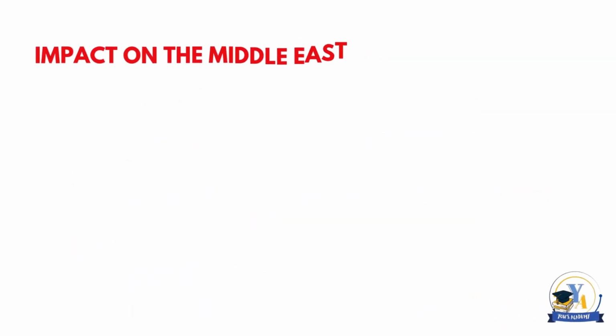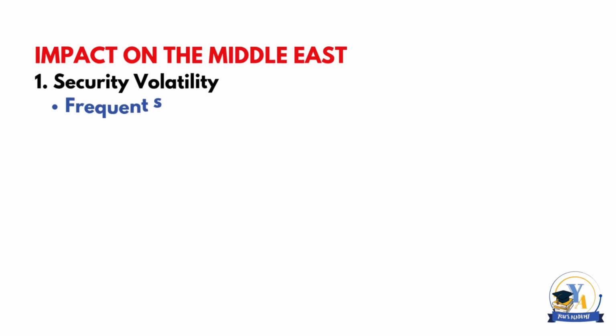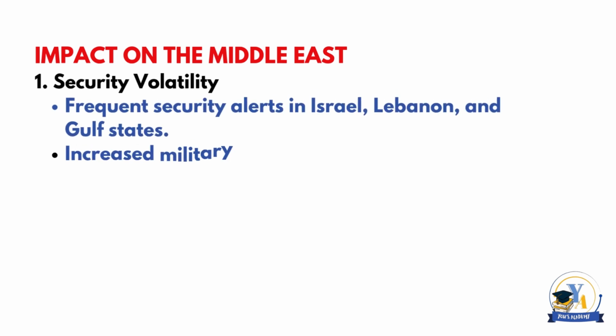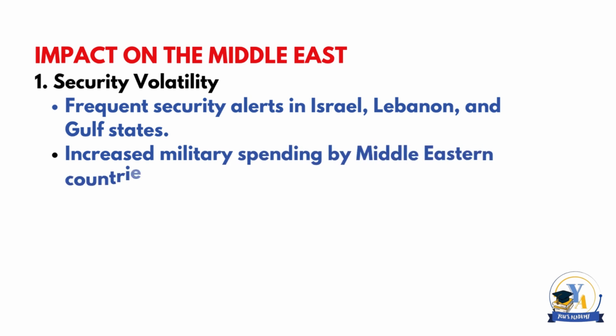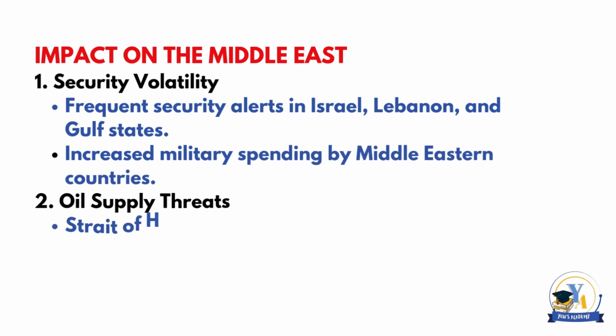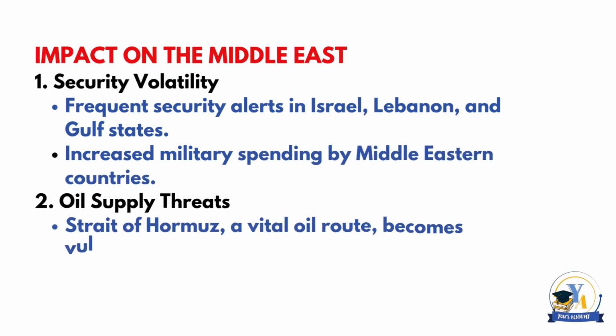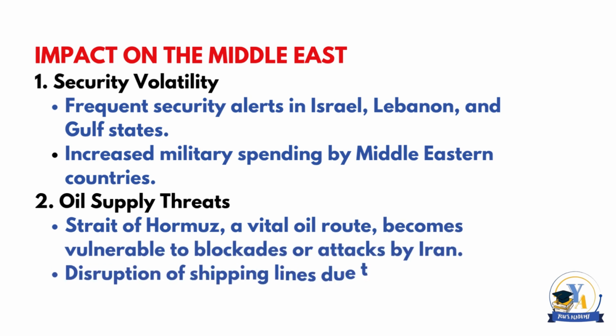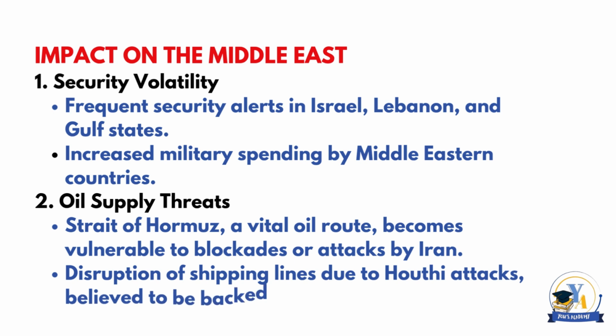Impact on the Middle East. 1. Security volatility. Frequent security alerts in Israel, Lebanon, and Gulf states. Increased military spending by Middle Eastern countries. 2. Oil supply threats. The Strait of Hormuz, a vital oil route, becomes vulnerable to blockades or attacks by Iran. Disruption of shipping lines due to Houthi attacks, believed to be backed by Iran.